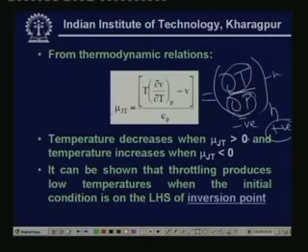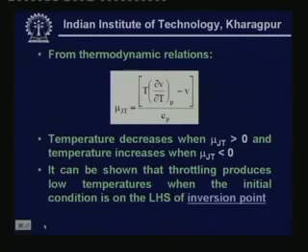If the Joule-Thomson coefficient is negative, with ∂P negative, ∂T has got to be positive. ∂T positive means the temperature at the end of the throttling device will be higher than the temperature at the inlet to the throttling device. That means temperature increases. So from this you can say that when mu JT is greater than 0, temperature decreases, and when mu JT is less than 0, temperature increases. And it can be shown that throttling produces low temperatures when the initial condition is on the left hand side of what is known as an inversion point. So let me describe the inversion point.